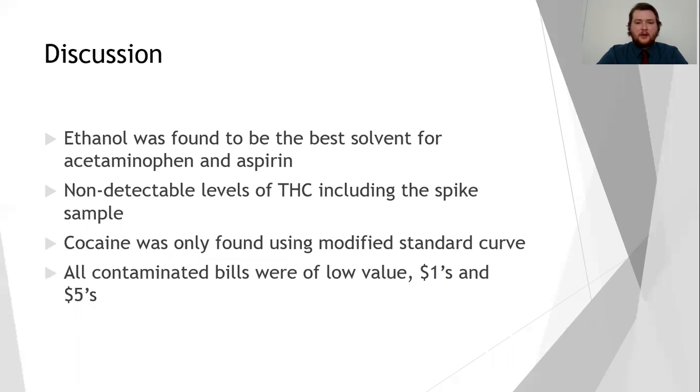So it was found that ethanol was the best solvent to use for both acetaminophen and aspirin, but this ended up not showing any detectable levels of THC, including the spike sample, for both HPLC and LC-MS. Cocaine was in fact found though, using LC-MS/MS, using a modified standard curve. But all bills that were contaminated were of low value, between the 1s and the 5s from the gas station.